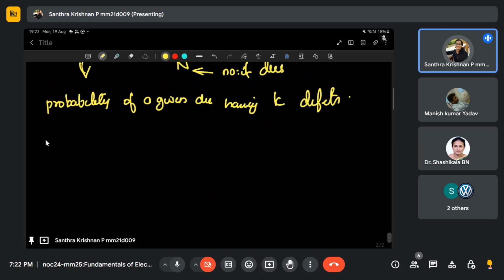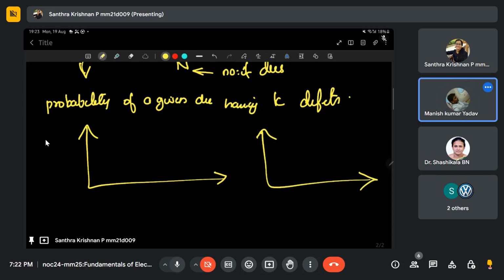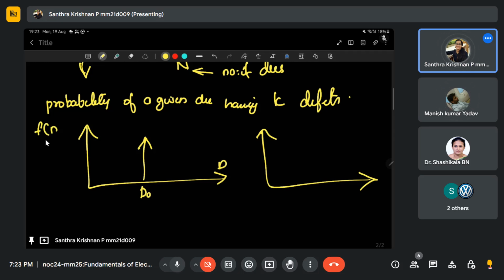One good thing to remember is you can memorize the plots, how they look. Can you tell me how Poisson's distribution will look? Yes, it will be a vertical line, and that vertical line will be marked by D0. This is D, and this is F of D. So f of d is the defect distribution function and d is the defect density. Is that clear? And what is D0?